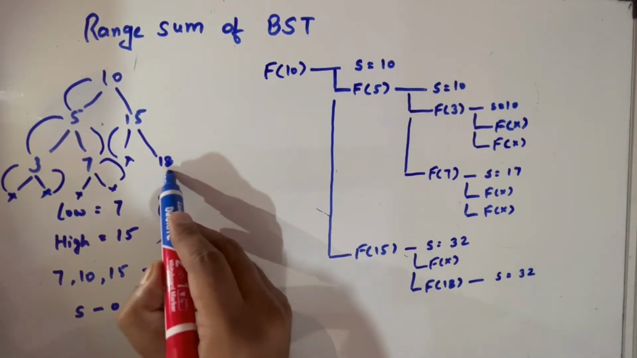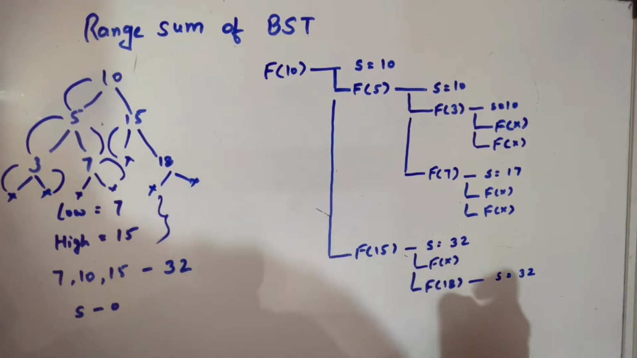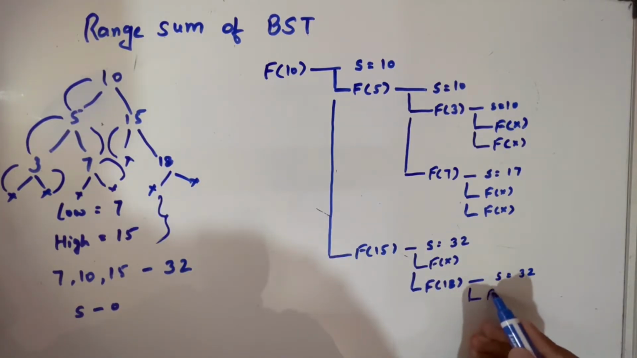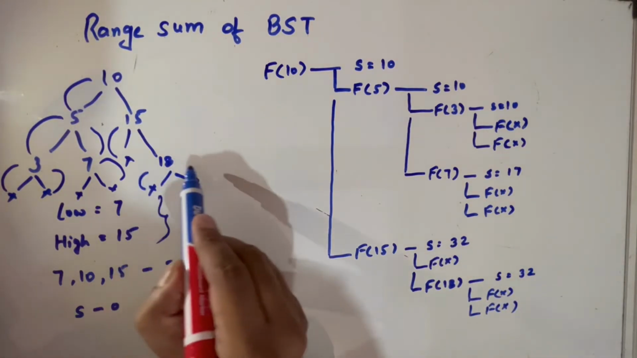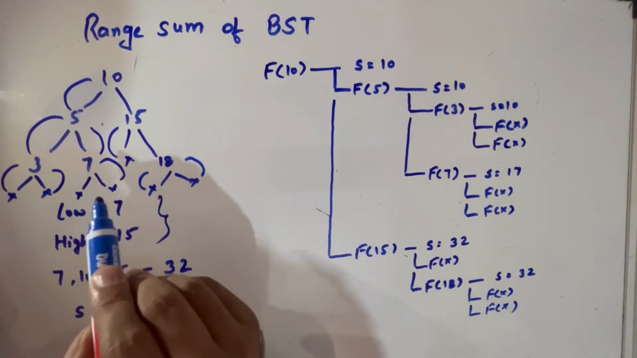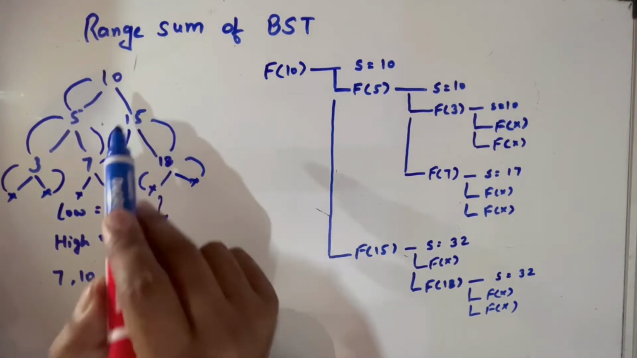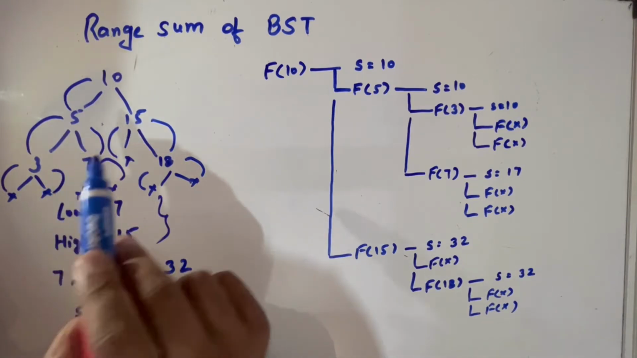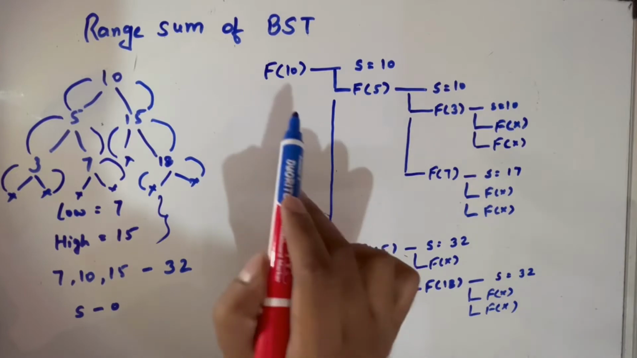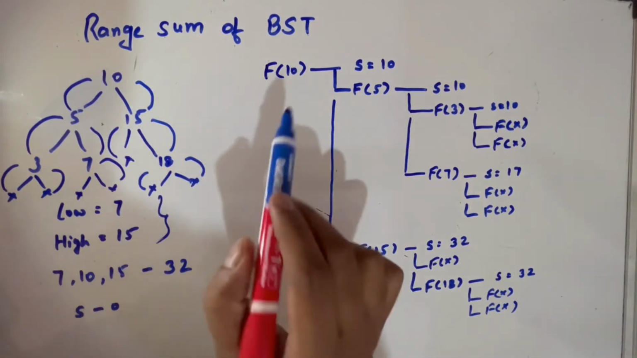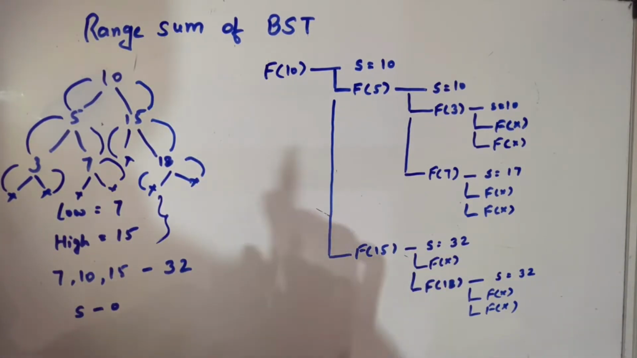And then 18 also will go for its left and right, that is left and right child, and both of them are nothing but null. Hence, this 18 is also executed successfully, and this 15 is also executed successfully. And now friends, as we can see, the left and right child of 10 are executed, and hence the entire recursion call stack is finished.